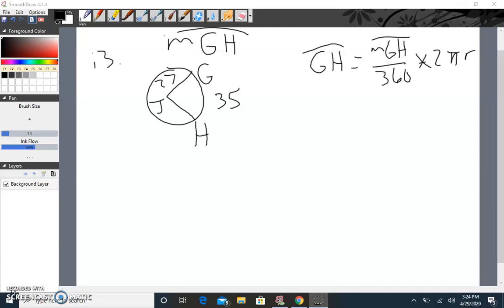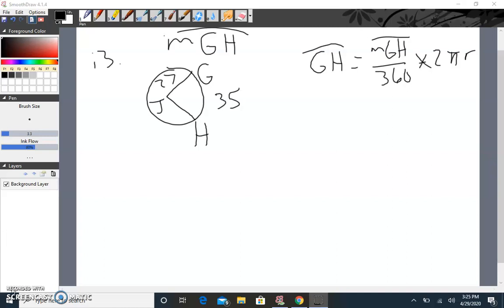So here we are given G to H, we're given the arc length, we're given the radius, and now we've got to figure out what was that angle inside here. And so if we look at the formula we just used for number 11, we have the arc length GH equals the measure of the angle GH over 360 times 2 pi r. That's the formula we just used.